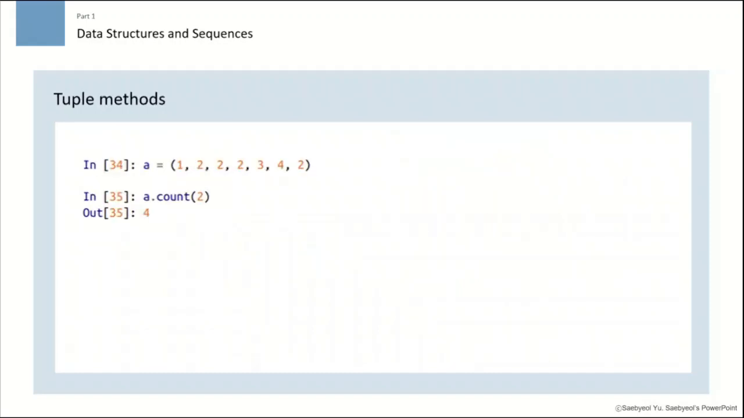Since the size and contents of a tuple cannot be modified, it is very light on instance methods. A particularly useful one, also available on lists, is count, which counts the number of occurrences of a value.